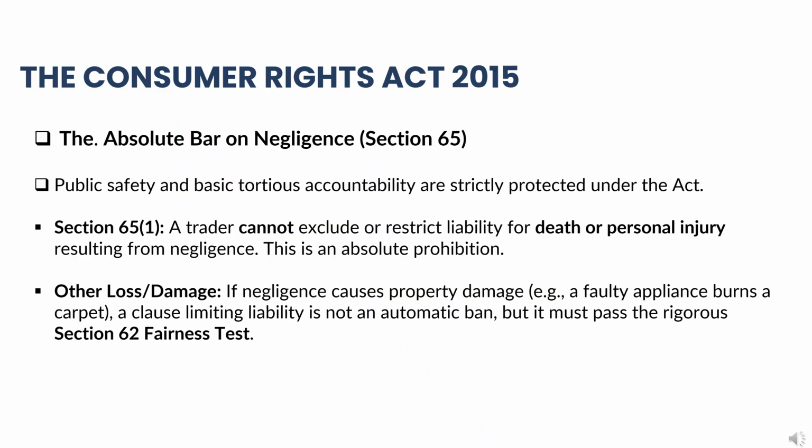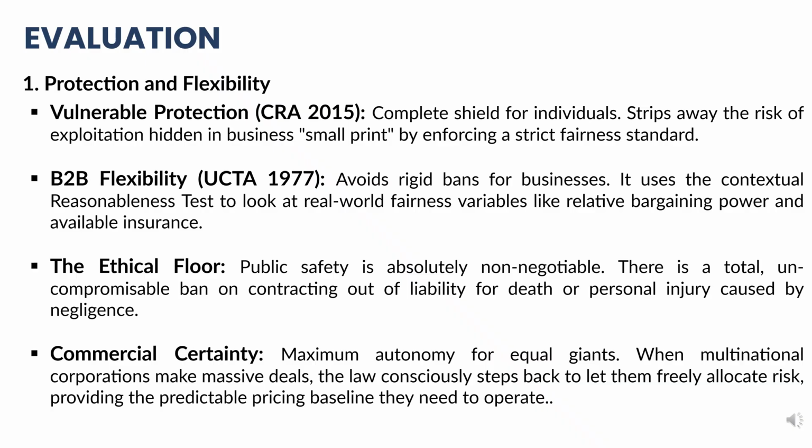Now that we have dismantled the absolute bars, the general fairness test, the gray list, and the core exemptions, we have completely mapped out the statutory controls under the Consumer Rights Act. Now, how do all of these mechanisms fit into the bigger picture? On our next slide, we will step back and transition into an evaluation in general, critically analyzing how both common law controls and statutory rules under UCTA and the CRA work together to police exclusion clauses across the entire landscape of contract law.